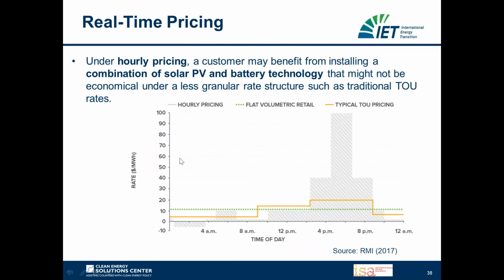So here's just a comparison where you see, for instance, the difference between a flat volumetric rate here with a dotted green line, then a typical time-of-use pricing rate, and then what you would see in specific jurisdictions as hourly market prices. So you can see there might even be negative market prices at night time, and then you have very high electricity prices on the wholesale market during the late afternoon. So this would also be embedded in your retail electricity price.